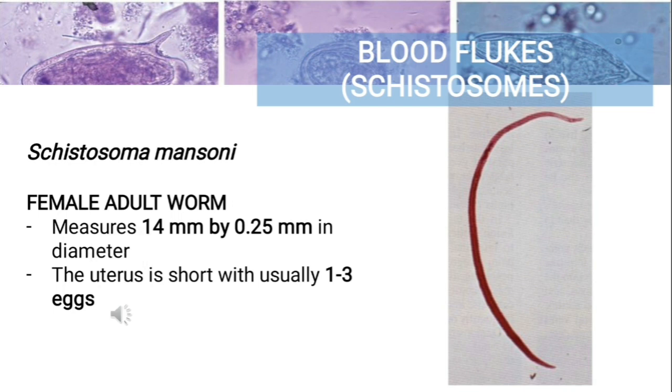Let us proceed to the female adult worm of our Schistosoma mansoni. It measures 14 millimeters by 0.25 millimeters in diameter. The uterus is short, usually with 1 to 3 eggs, and the ovary is located in the anterior half of the body, and some of its structures are similar to our Schistosoma japonicum.